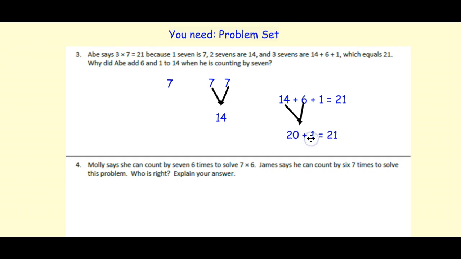So this right here tells me why he added a 6 and a 1 to 14. He did it because he was just using the making 10 strategy, and those numbers are easier to add together. If you weren't writing this down, and then these numbers over here and these numbers, please do that on your paper because I want you to understand why Abe did that and why it is good to make tens whenever you can.